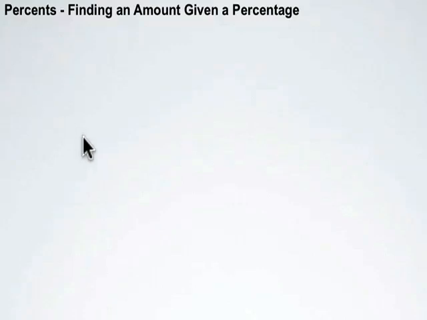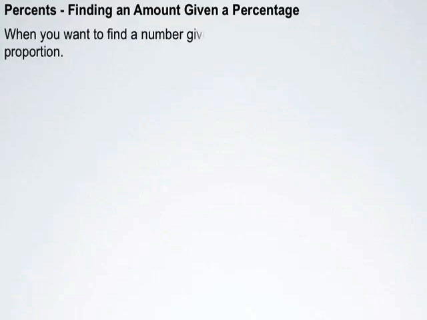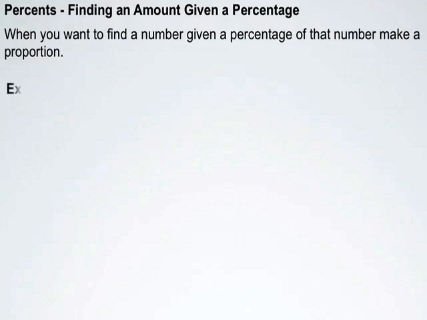So now we're going to look at finding an amount when we know a certain percentage of the number. So we're going to be given a percentage and we're going to know what that's equal to, and we're really looking for the number that the comparison is being made to. So when you want to find a number given a percentage of that number, we're going to make a proportion.